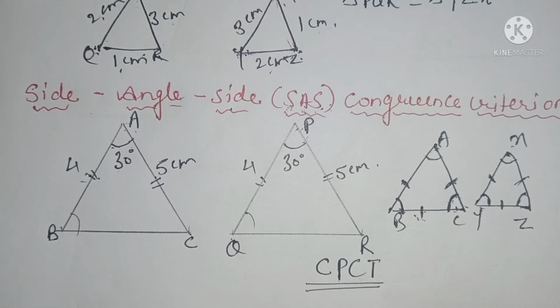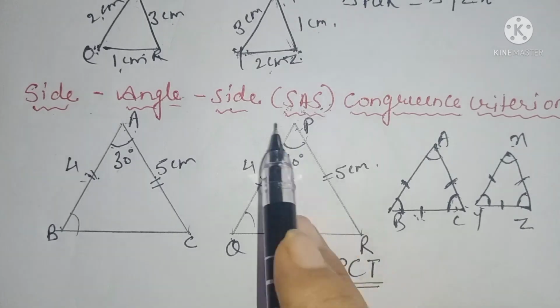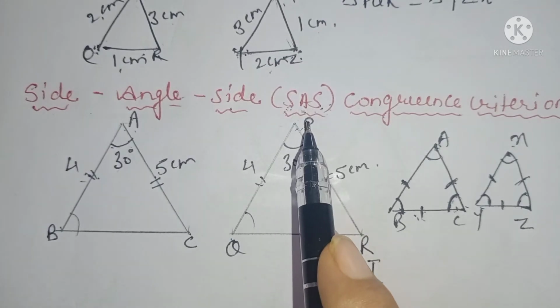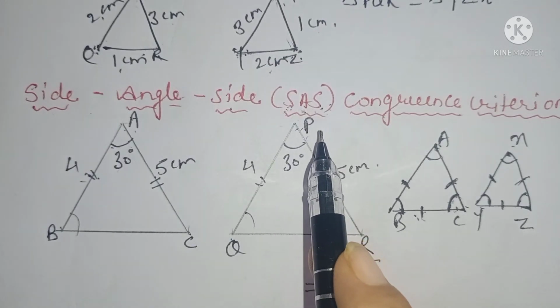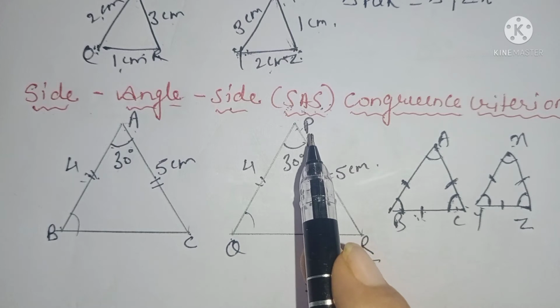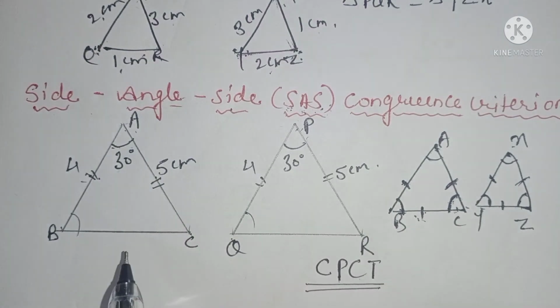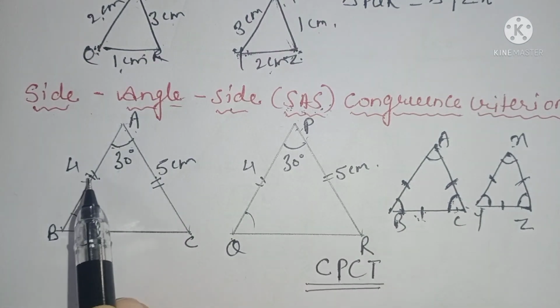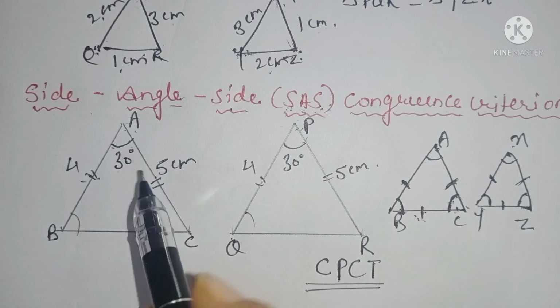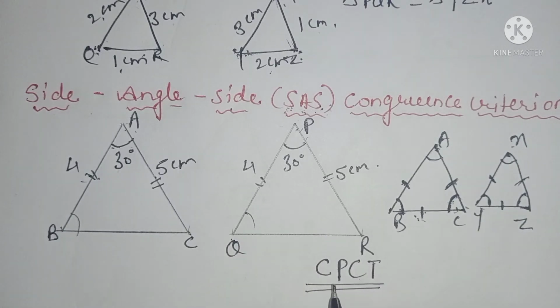Because we need how many elements to prove any triangle congruent? Minimum 3. Because the criteria names you are seeing: SSS is 3, SAS, side angle side, 3 elements, angle side angle 3 elements, angle angle side 3 elements, RHS also 3 elements. So actually in a triangle we have 6 elements, 3 angles and 3 sides, isn't it? But we need to prove triangle congruent with any 3. So the remaining 3 will be congruent if the triangles are congruent, by the CPCT rule.